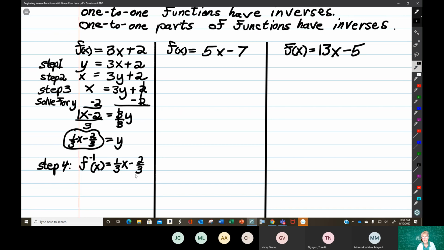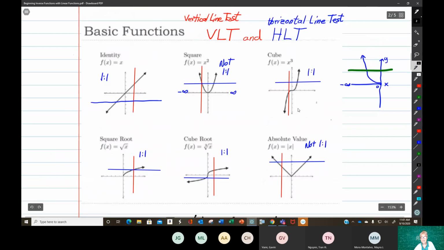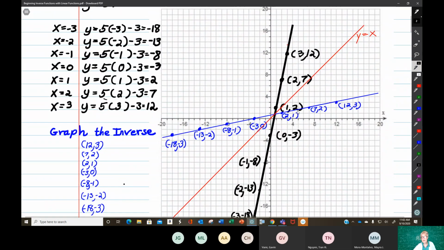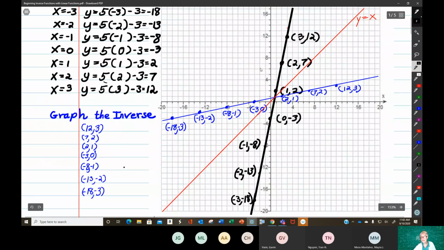If you graph both of these, you'll see that they look like this. Not exactly, but they'll be mirror images of each other on opposite sides of the line y equals x.